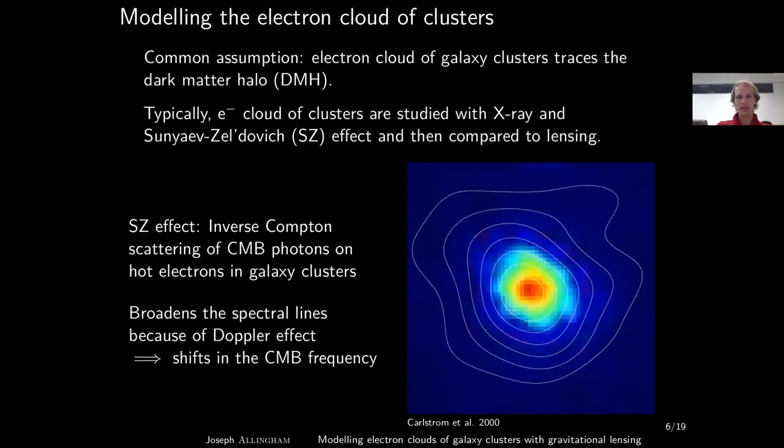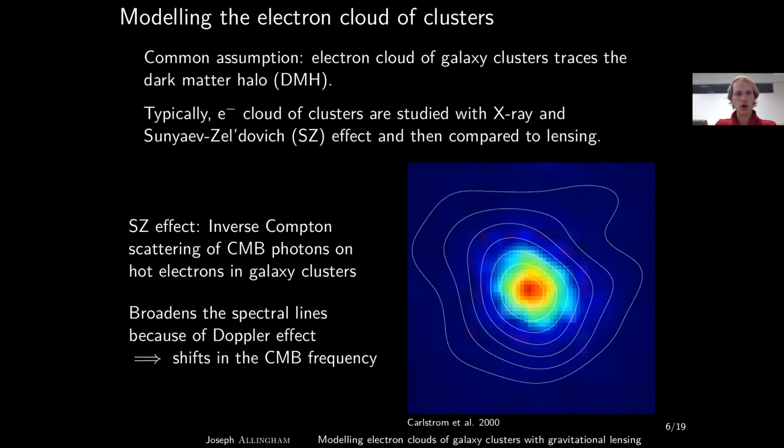And now let's talk a bit about the electron cloud before we connect the two. A common assumption is that the electron cloud of galaxy clusters is traced by the dark matter halo, and we can basically neglect other galaxies. We will investigate that. We also want to investigate the X-ray and Sunyaev-Zel'dovich effects because these trace the electron density.